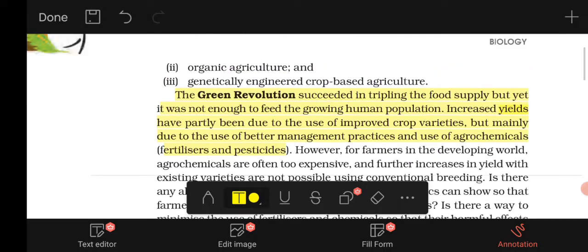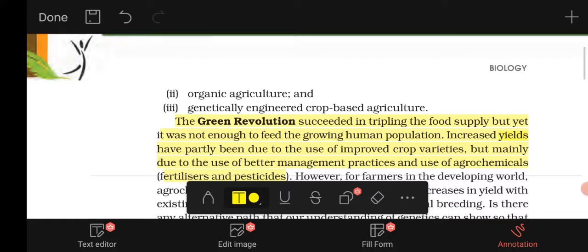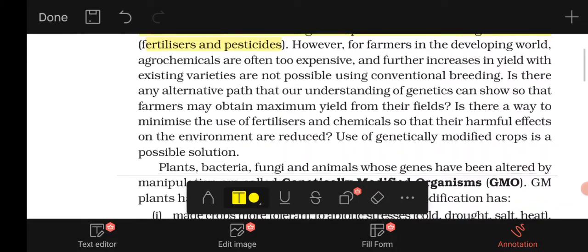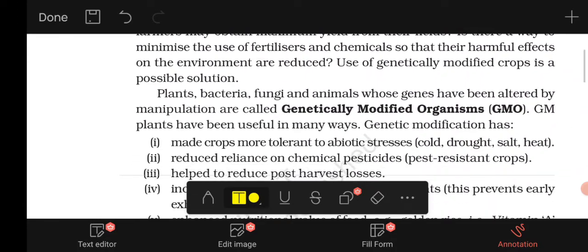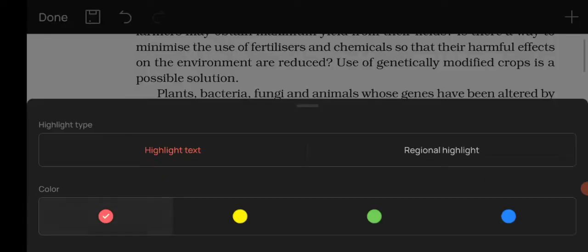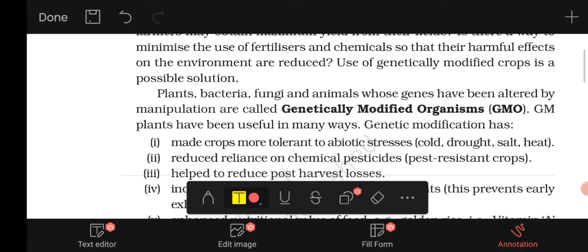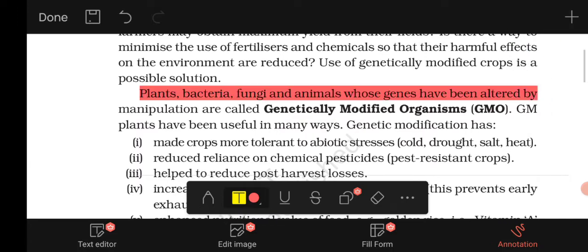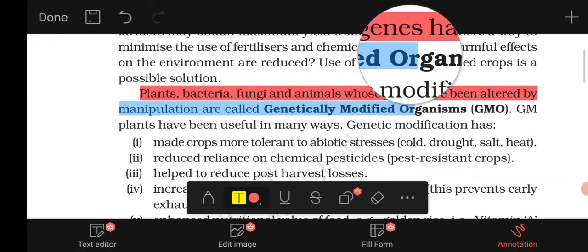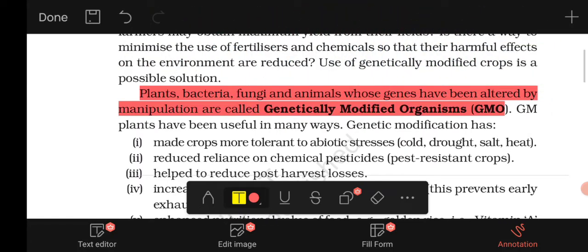That is, we are now discussing the third point. After doing organic agriculture, we are now heading towards genetically engineered crop based agriculture. And now the plants, fungi, and bacteria whose genes have been altered by manipulation are called genetically modified organisms, or genetically modified crops in case of plants.